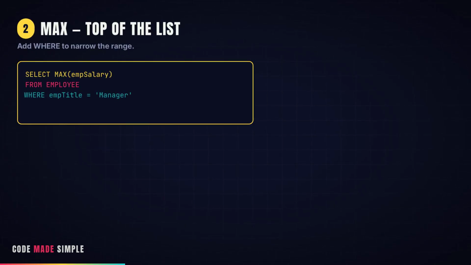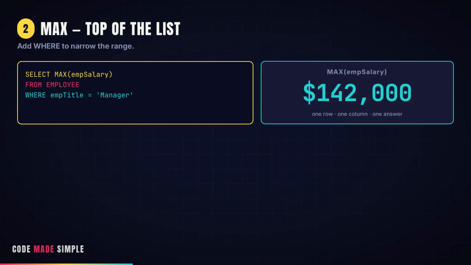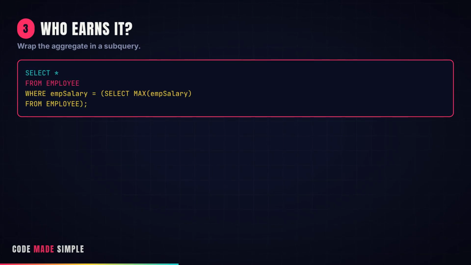Watch it work. Select max emp_salary from employee. 1 row, 1 column, the top pay in the company. Add a where line and the function only looks at the matching rows. Simple, powerful.